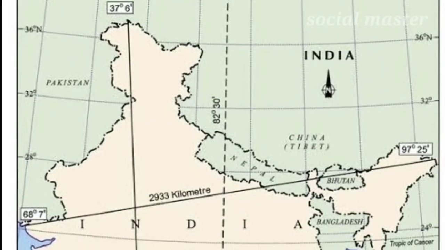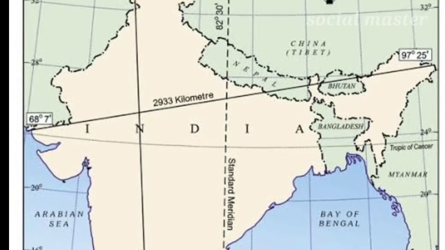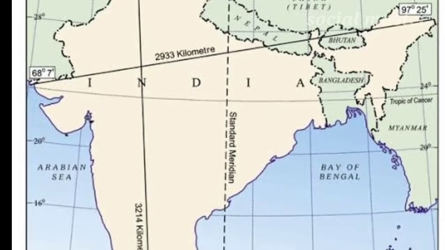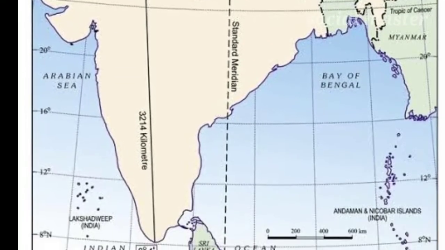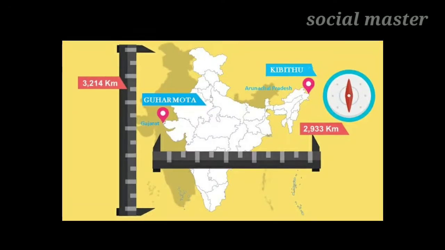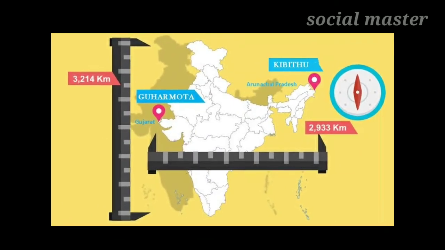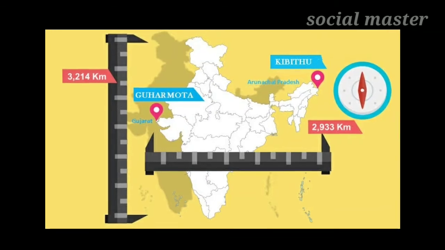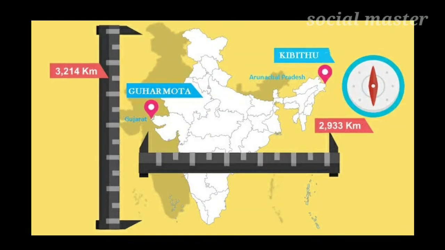Now the distance between the east and the west, and north and south. From north to south, it is 3214 kilometers, and from east to west, or west to east, it is 2933 kilometers. This is the distance between the four directions.